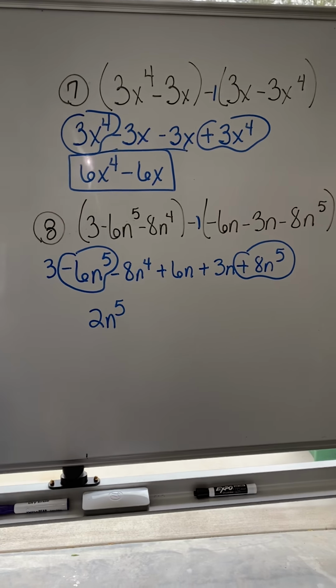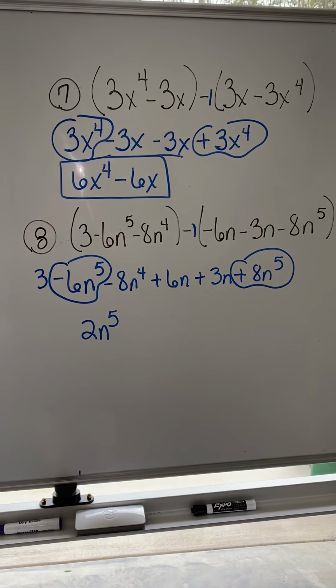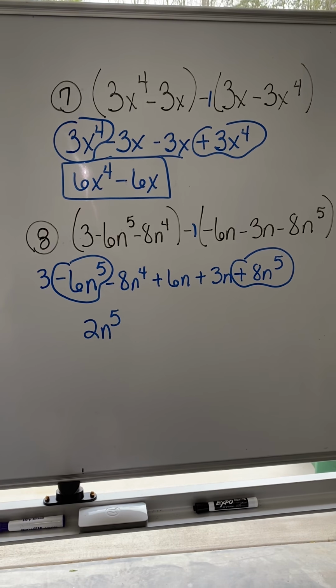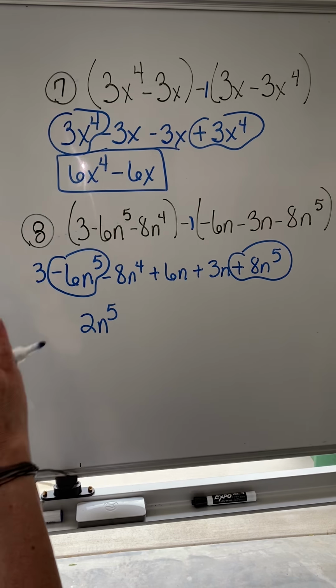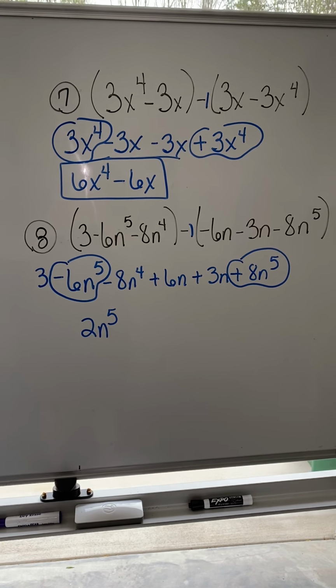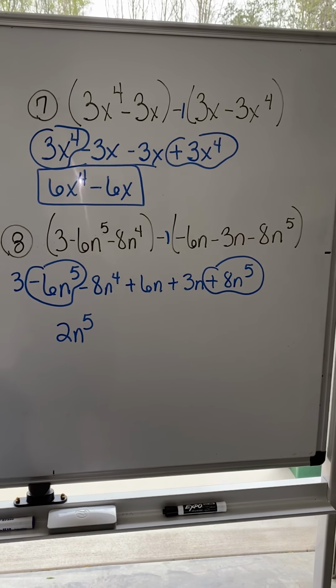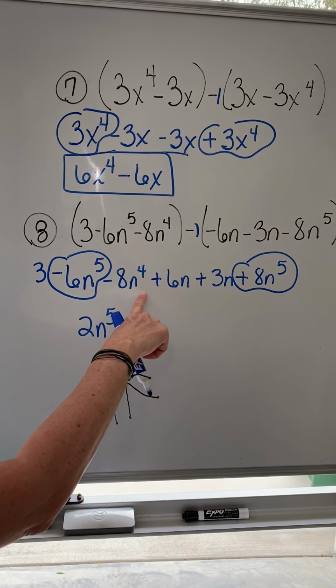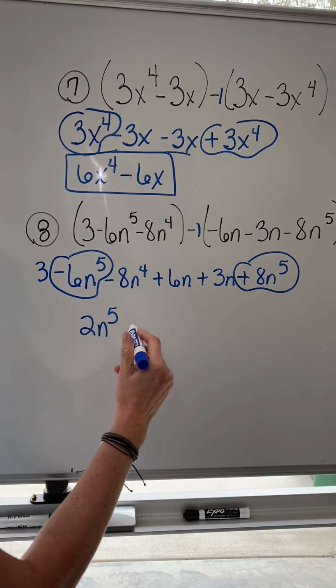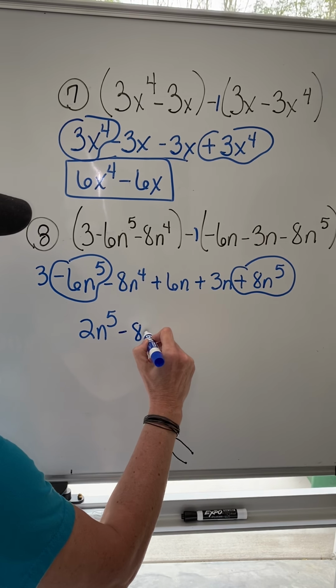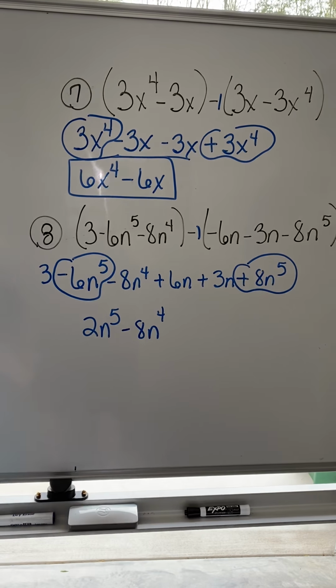The next thing I'm going to look for is my to the 4th power. Hang on. Oh, I copied this one wrong from the instructions. That's okay. We're just going with what we have. I don't have anything to combine with my 8n to the 4th. So that's just going to come down as a negative 8n to the 4th.